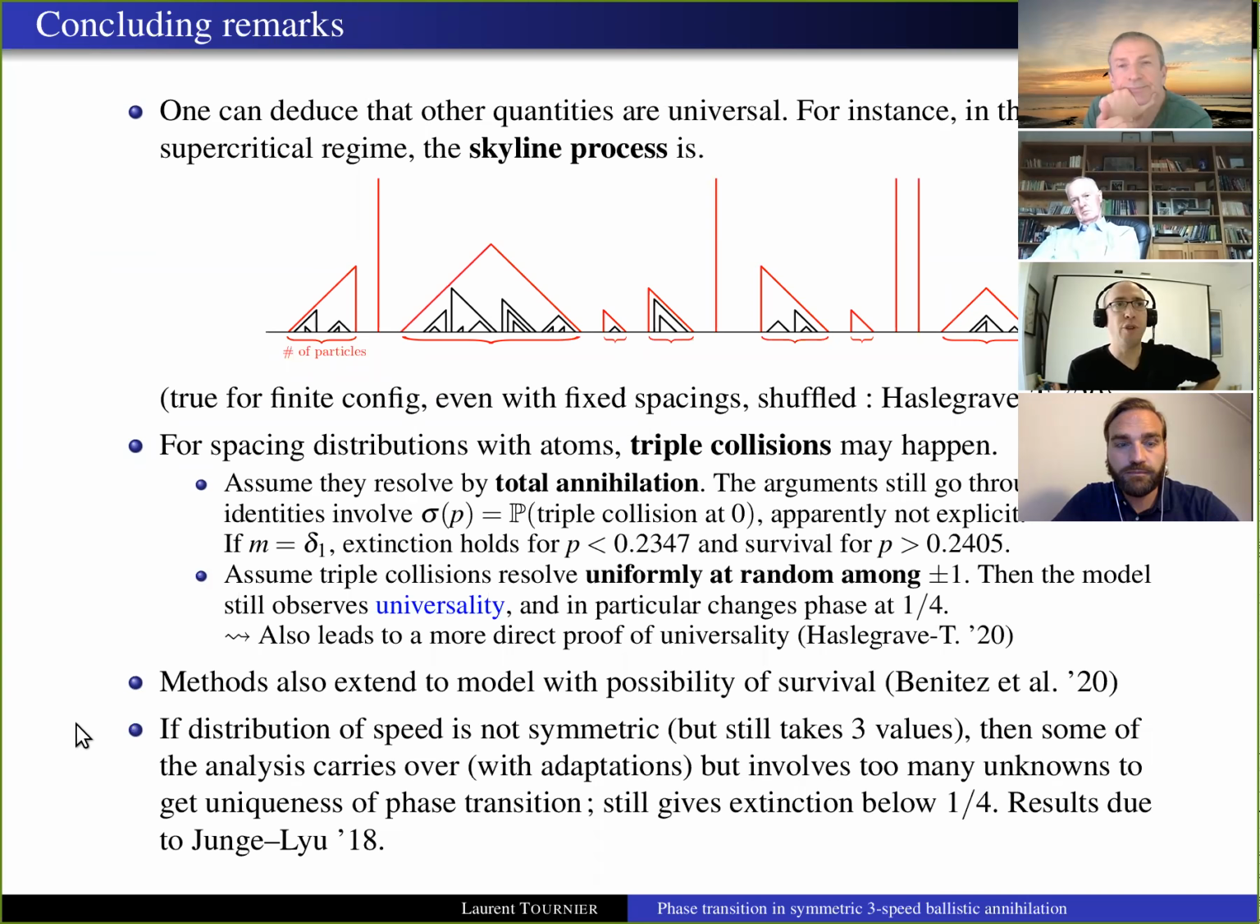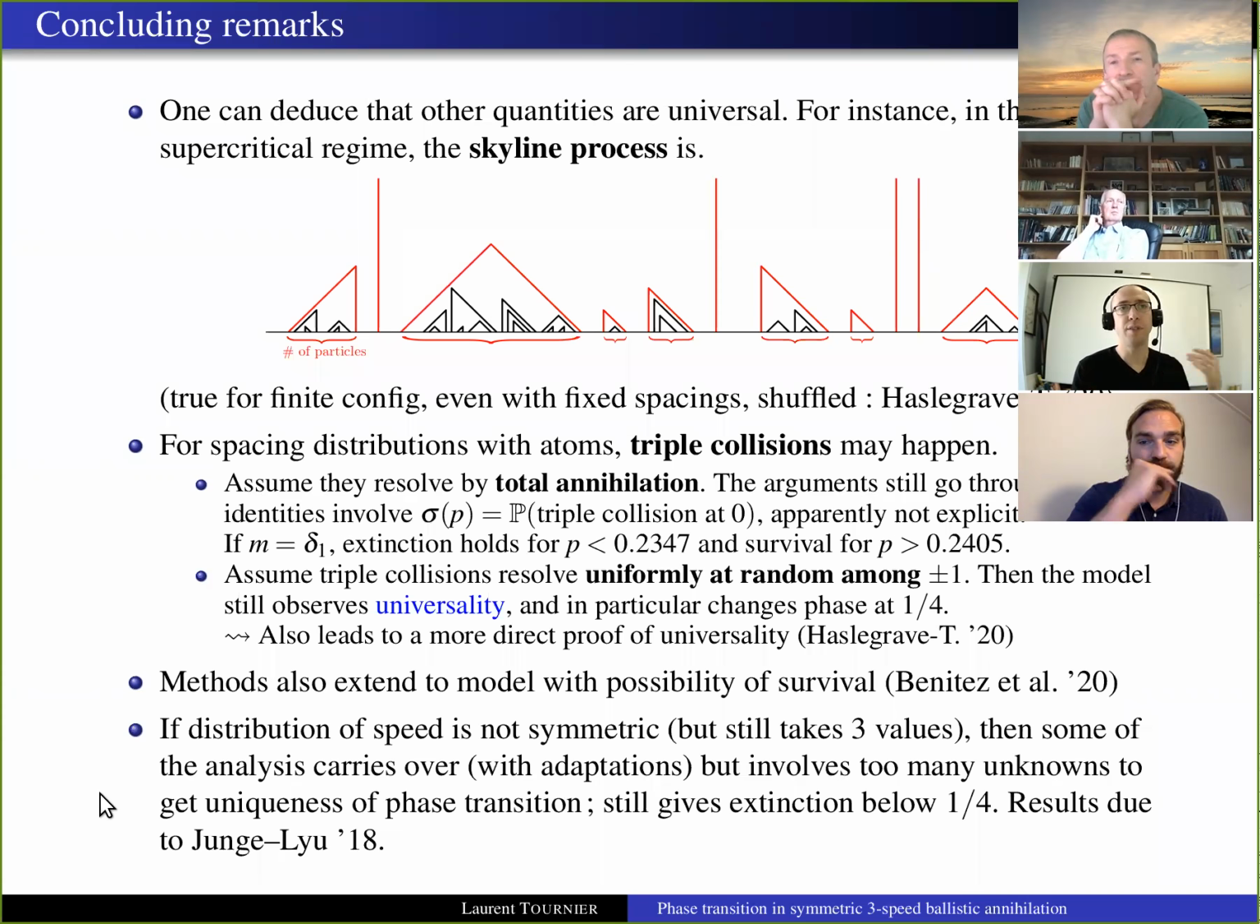And finally, if you break symmetry, if you have velocities +v and -1, or if you have +1 -1 but with different probabilities, then you can still carry on some of the analysis. So this has been done by Younger and Liu. In this case, you don't get the exact critical probability just because too many unknowns appear. But still, you can get that there is a phase transition, and you can get bounds on the probability where this happens. Again, you get extinction below some threshold, survival above some threshold. But because you don't have monotonicity, you cannot prove that there is one critical value.